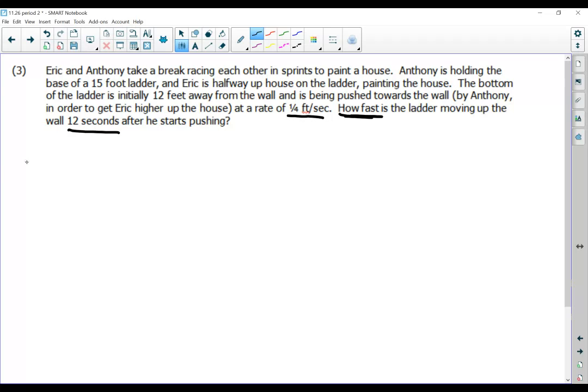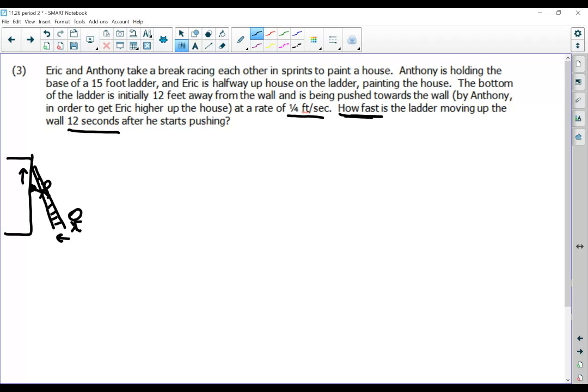Now I need to draw a picture of what's happening here. I know I have the side of this house, and I have a ladder here, and someone is halfway up the ladder painting the house with their Stretch Armstrong arms. And then someone is at the bottom of the ladder pushing the ladder in. Anthony is pushing the ladder towards the house, and that means Eric is going to be moving up on the house. That's the situation that I have.